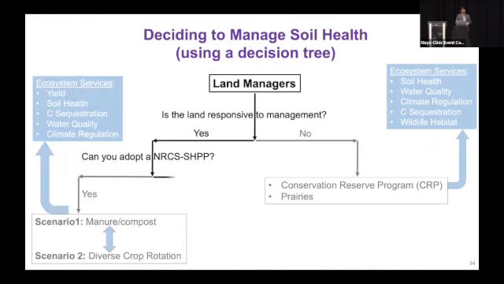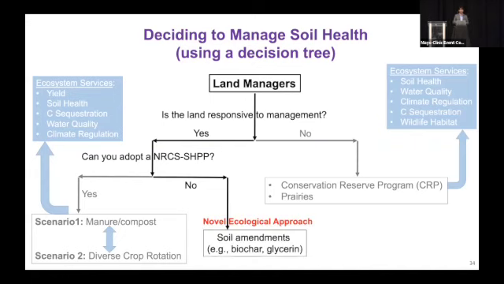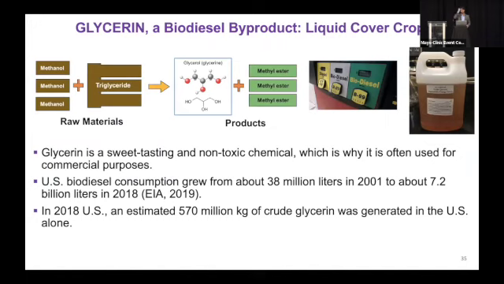Now, what if your answer is no, that you cannot adopt NRCS soil health promoting practices? What should you do then? There are some novel ecological approaches that you can take, like some soil amendments. One of the things that I'm going to show you here is glycerin or glycerol, which is a biodiesel byproduct, or you can think of it as a liquid cover crop. Glycerin, you know, is a sweetener. You all might have heard about it.